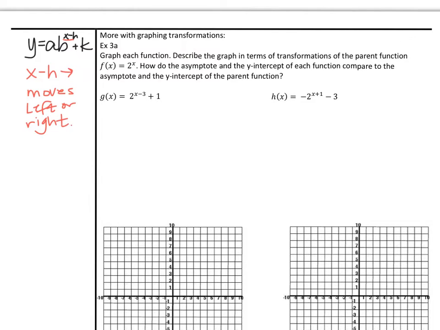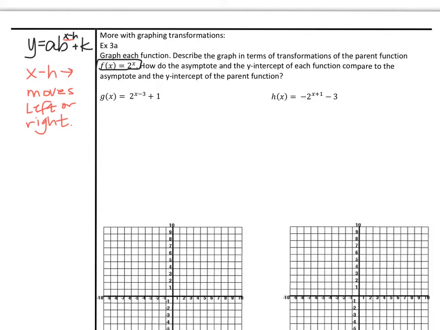It says graph each function. Describe the graph in terms of transformations of the parent function f of x equals 2 to the x. So that's going to be our basis, and we'll describe these transformations from that. How do the asymptote and y-intercept of each function compare to the asymptote and y-intercept of the parent function?